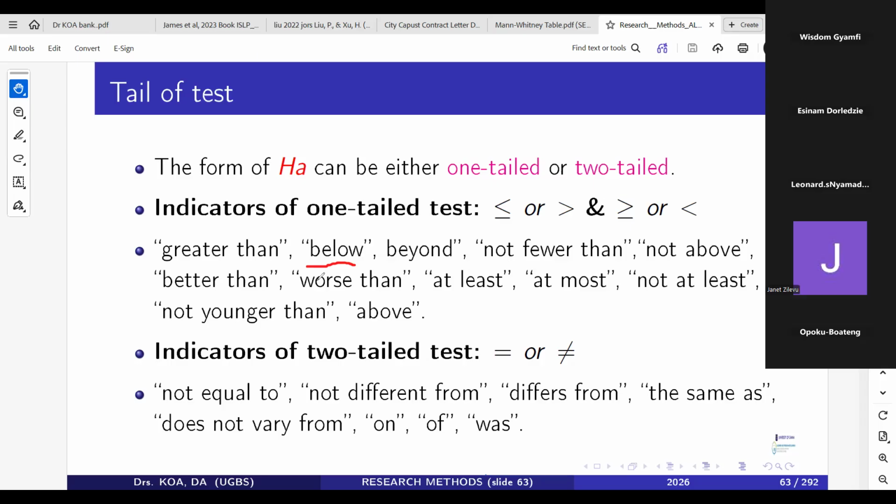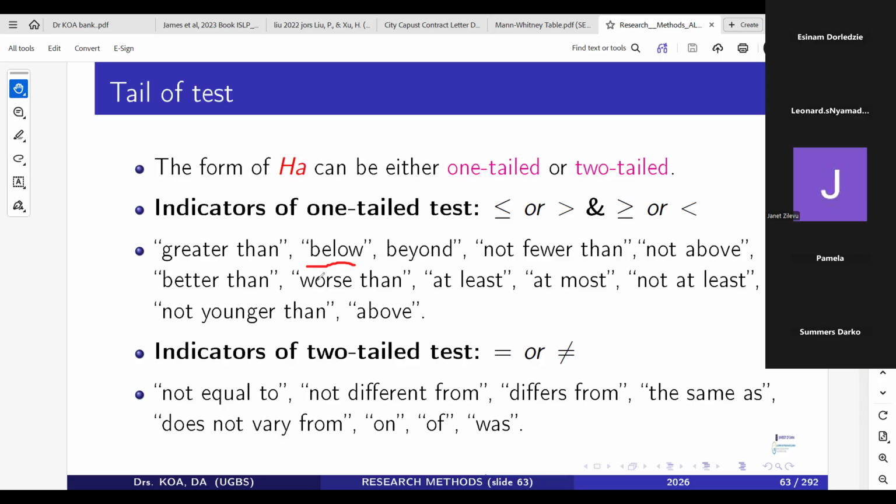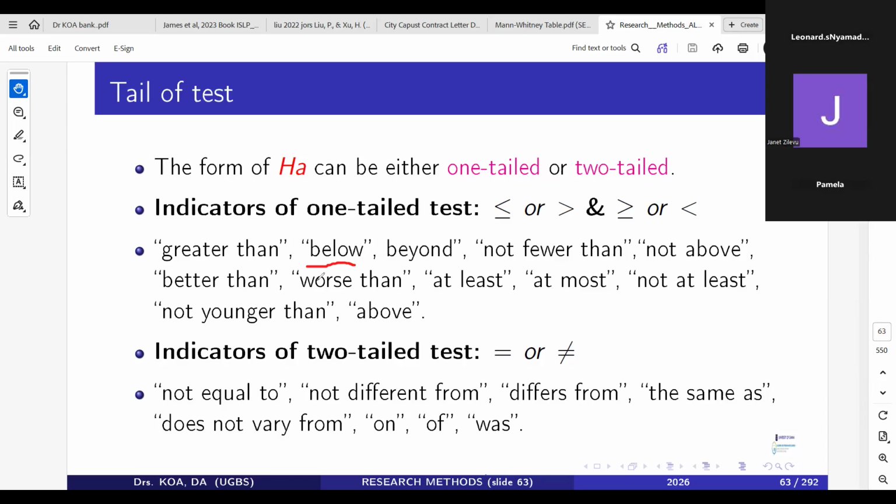At most. Leonard. Less than or equal to. Less than or equal to. What symbol is not at least? You have to always take the opposite of at least. Pamela. Prof, that's less than or equal to.